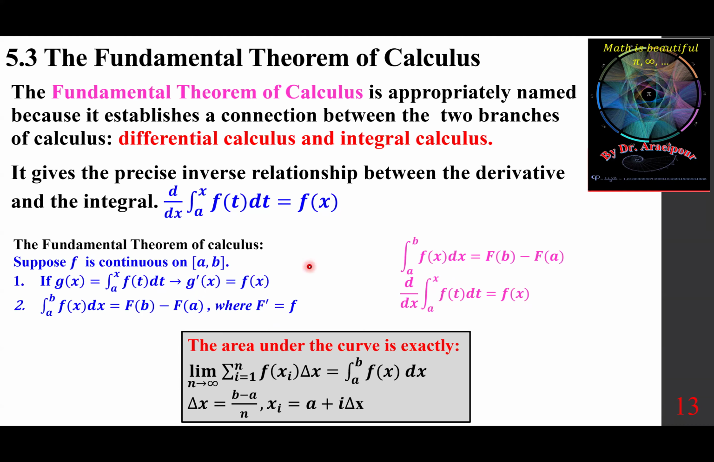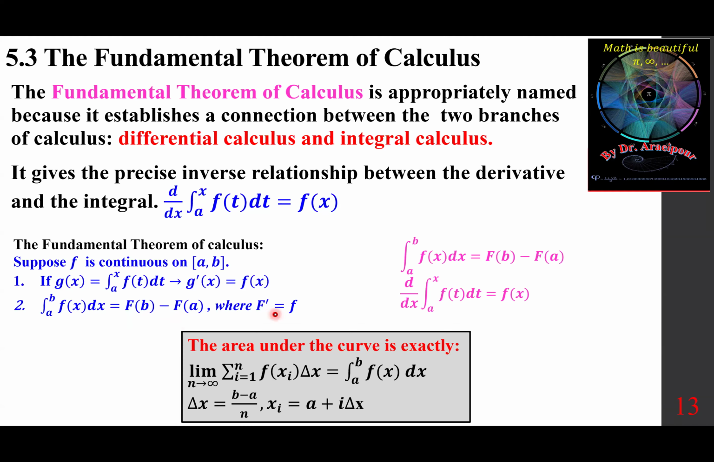So the fundamental theorem of calculus. Suppose f is a continuous function in the interval of a to b. If g of x is the integral of a to x f of t dt, then g prime is f of x. That's exactly what it says here. The integral of a to b f of x dx is capital F of b minus capital F of a. We just did that on the previous page, where F prime is lowercase f.